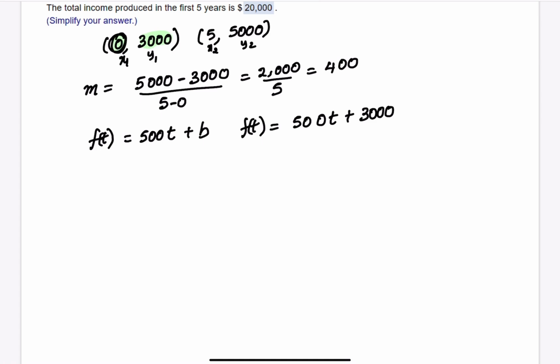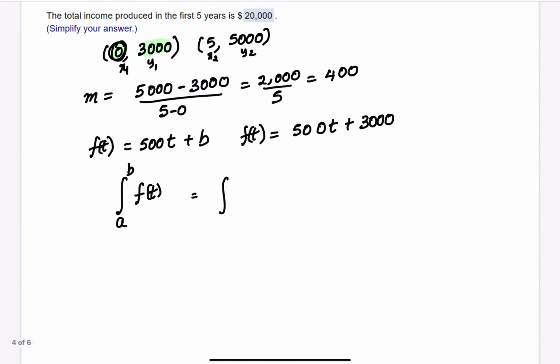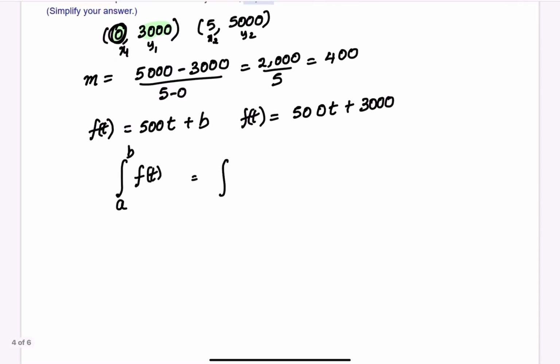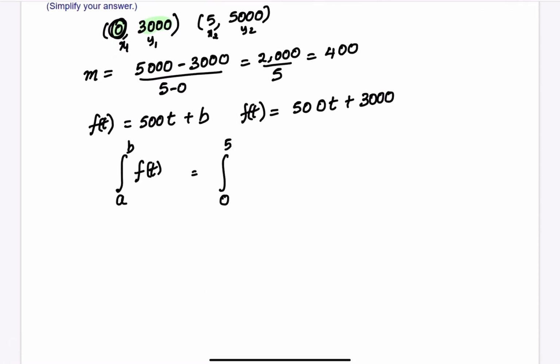And now once you have the function, you know that the total income is going to be the integral from a to b of f of t. That's going to be your total income, right? So now what is your a, what is your b? Where do you start? You start when t is 0 and you end when t is 5. So this is going to be the integral from 0 to 5 of 400t plus 3000, the whole thing dt.